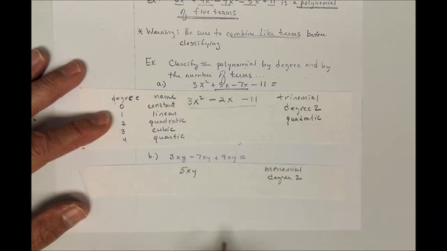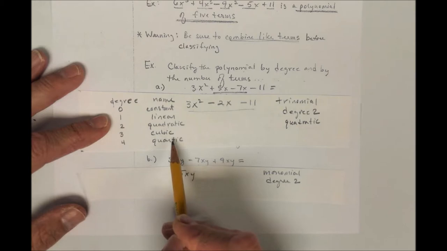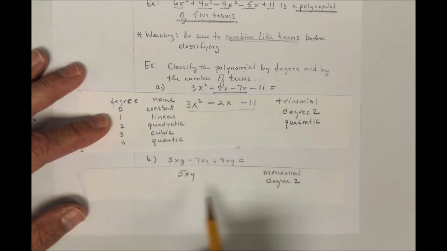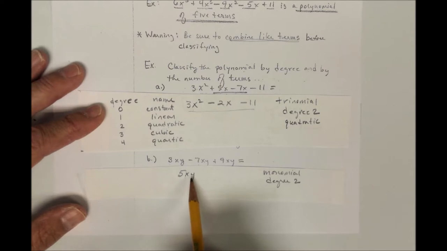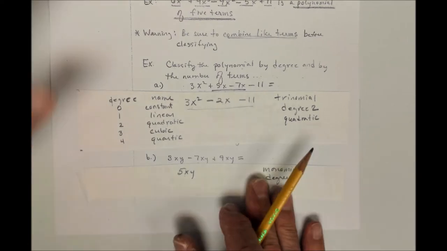Now, normally, these names that we give them are names when we have just a single variable. And in this case, we have two. I suppose, technically, we could call it quadratic, but I think it'd be better off just to label it as degree 2. Told you this was a long section. We're a little more than halfway done, though.